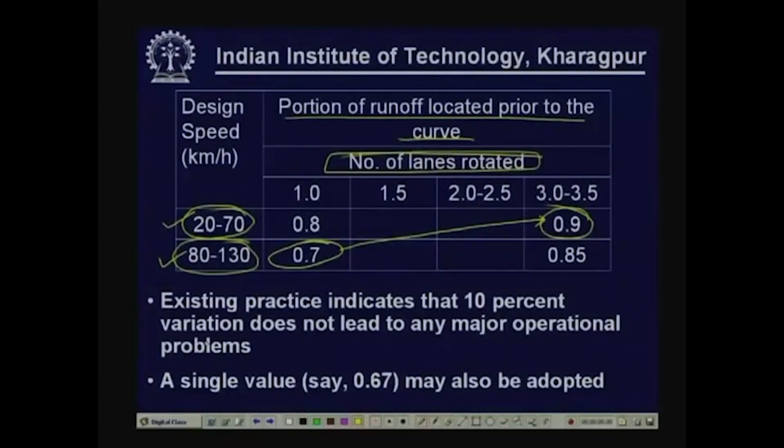If we look at the existing practice in the light of these theoretical considerations or the values recommended by the AASHTO guideline, as I indicated a few minutes back, it is found that a minor variation, say 10% variation, does not really affect the overall operation to that extent. That means existing practice indicates that 10% variation does not lead to major operational problems.